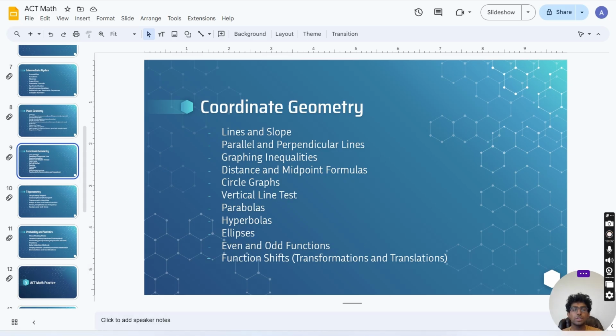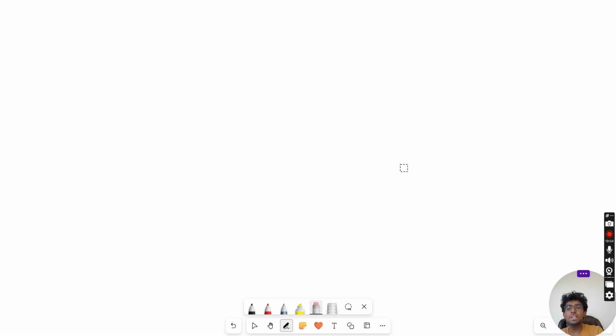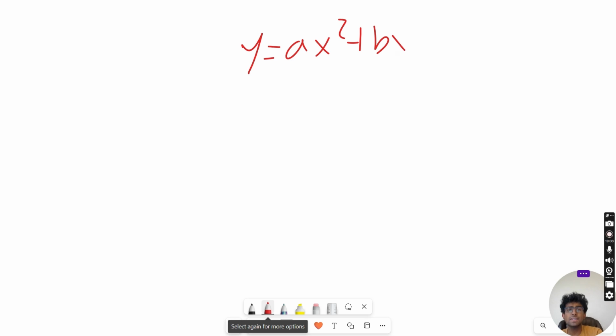All right, parabolas. So parabolas, they're usually in the equation y is ax squared plus bx plus c, right? They typically follow this U shape, right?